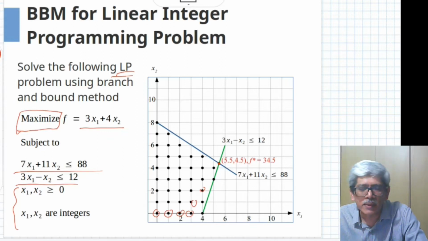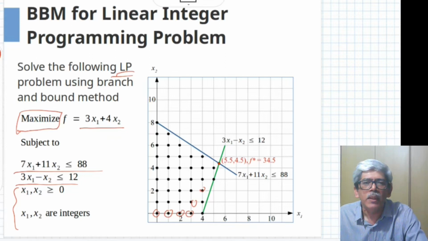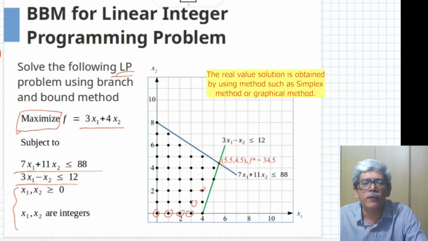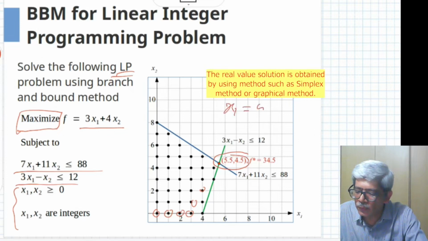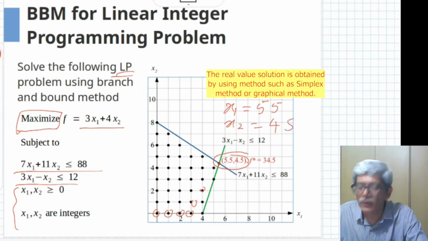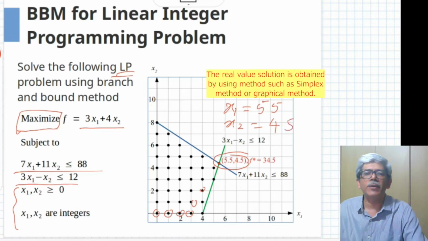For this problem, it is a possible strategy, but for bigger problems, obviously it may not be a good way of handling the problem. So let's apply the BBM, or the branch and bound method, to solve this particular problem. The first step is to find the real value solution. As we see here, the real value solution to this problem is x1 equal to 5.5 and x2 equal to 4.5. That is the solution to this particular problem, and the function value is 34.5.